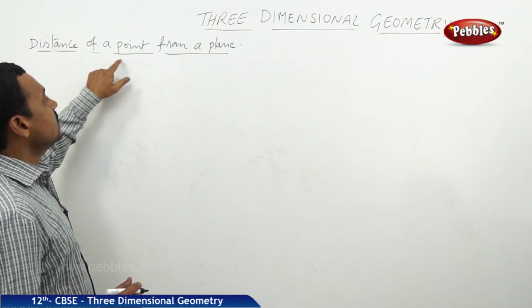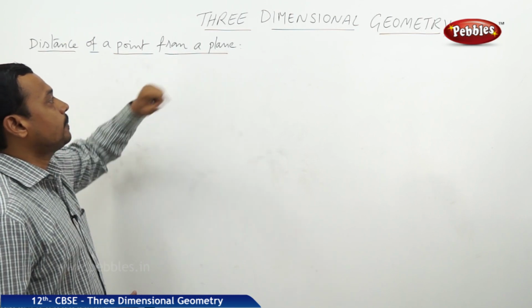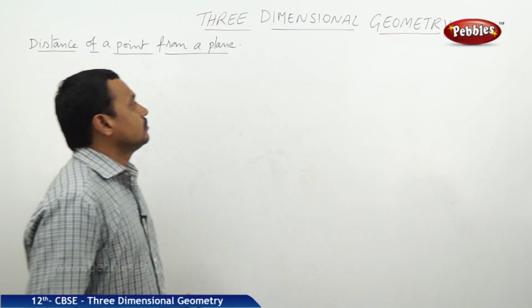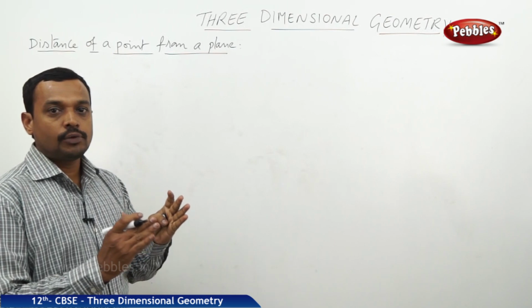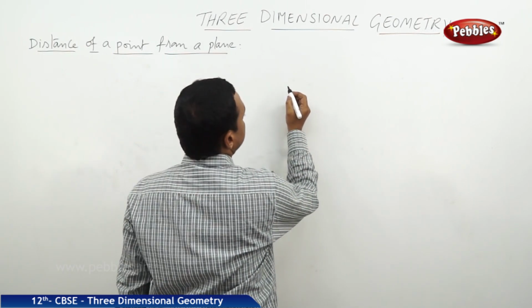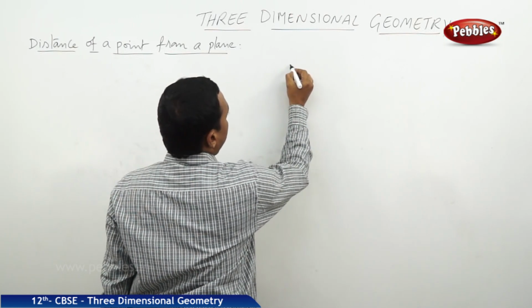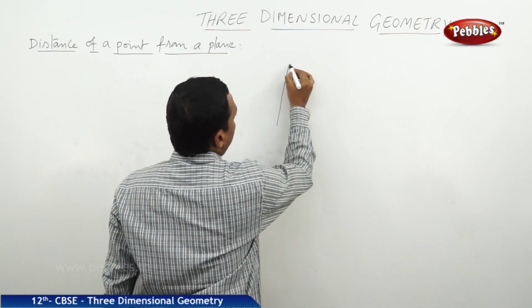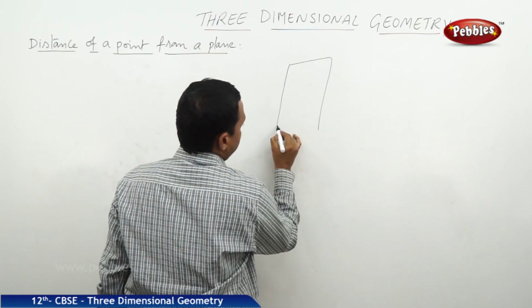Now, the distance of a point from a plane. So, finding the distance of a point from a plane. For this, let us take two planes, two parallel planes.